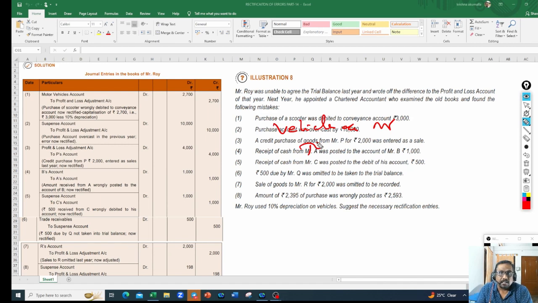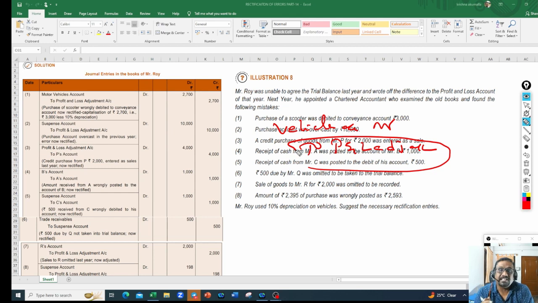This year we can't credit conveyance account. What account are you supposed to credit? Profit and loss adjustment account. Why are we crediting profit and loss adjustment account? Because this amount was already debited to profit and loss account last year. So you need to adjust that in the current year.